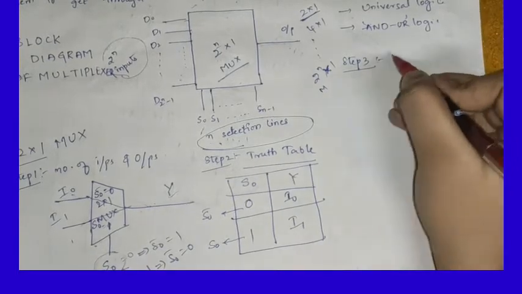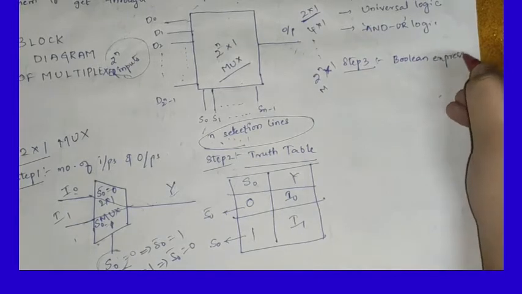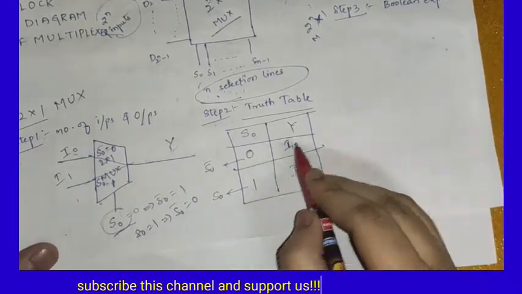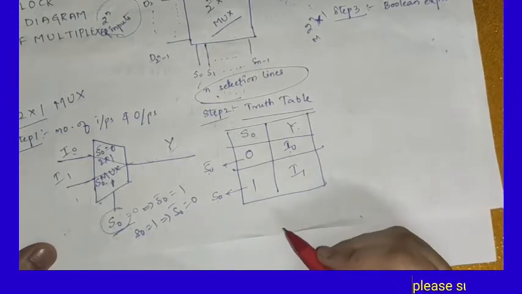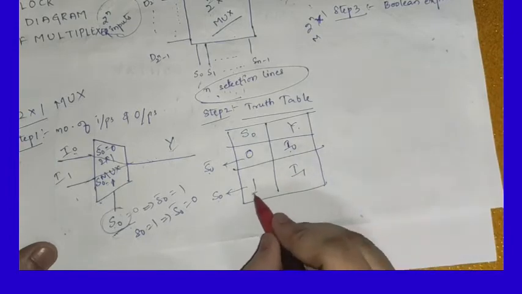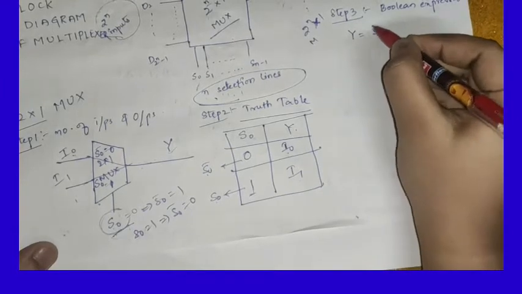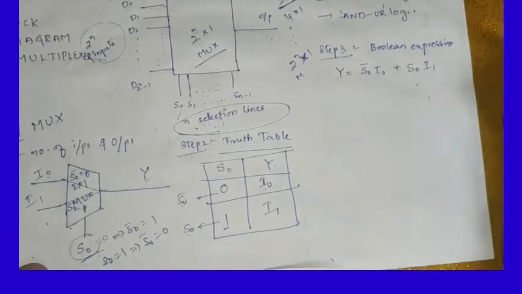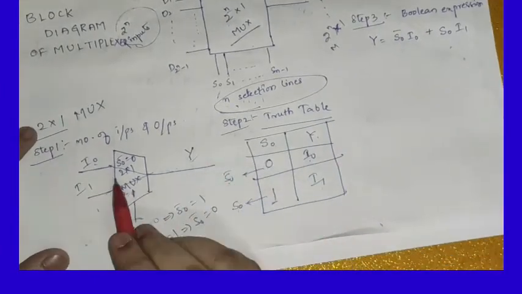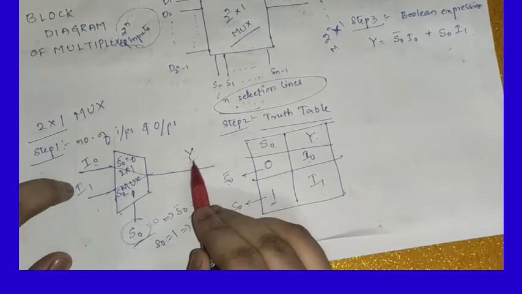Step 3, Boolean expression. From this truth table, y is equal to s naught bar into I naught plus s naught into I1, because it has one min term. So y is equal to s naught bar I naught plus s naught I1. 0 is nothing but s naught bar and 1 is nothing but s naught. Directly from the block diagram we can say that I naught into s naught bar plus I1 into s naught is equal to y.